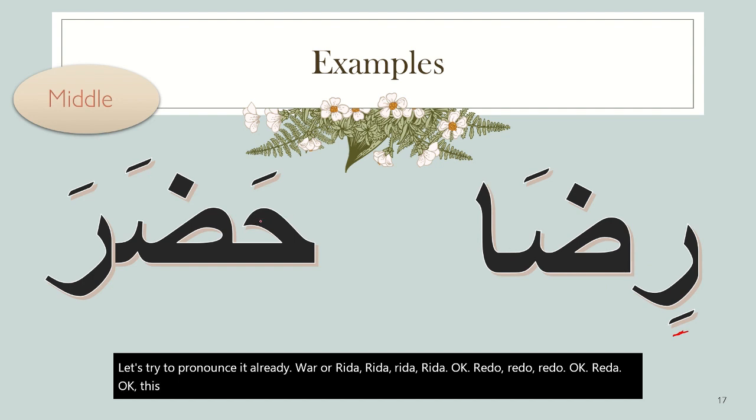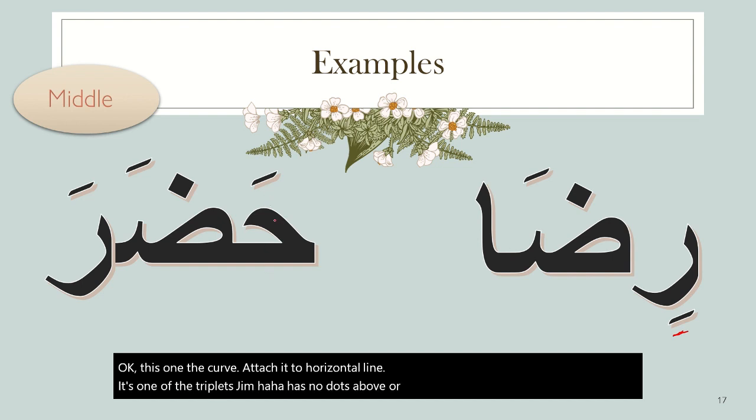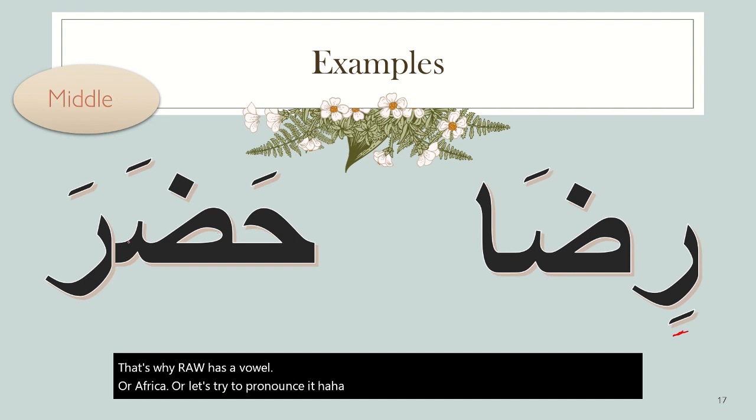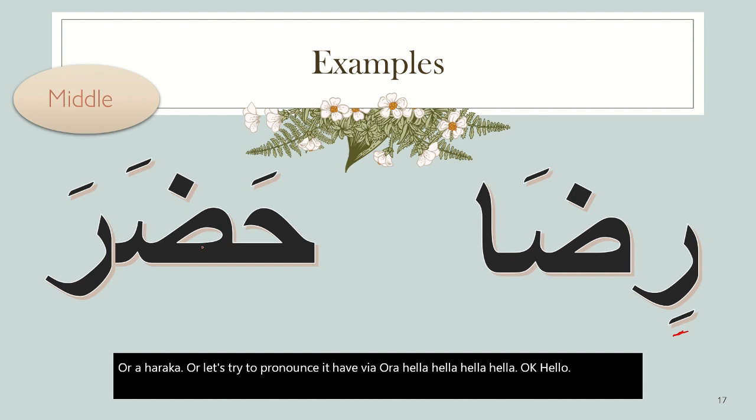This one, the curve attached to horizontal line, it's one of the triplets. Jim, ha, kha. Kha has no dots above or below, so this is ha. Has fatha, so ha, attached to ض, and ض is attached to this beautiful letter in the end, ra. Again, it's a noun, that's why ra has a vowel or a haraka. Let's try to pronounce it. حضر حضر حضر. Okay, perfect.